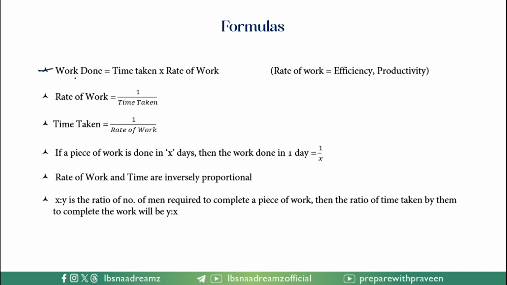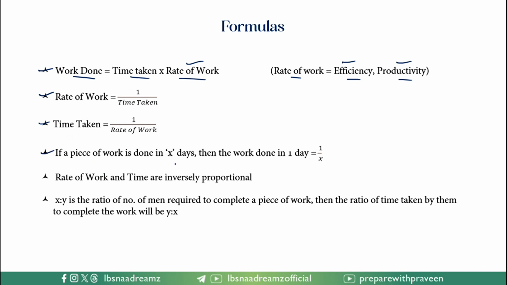First, work done is equal to time taken into rate of work. We can say rate of work as efficiency or productivity. So if I say efficiency or productivity while solving the question, don't get confused, I will be talking about rate of work. Rate of work, efficiency or productivity is equal to 1 by time taken. To find the time taken, the formula is 1 by rate of work.